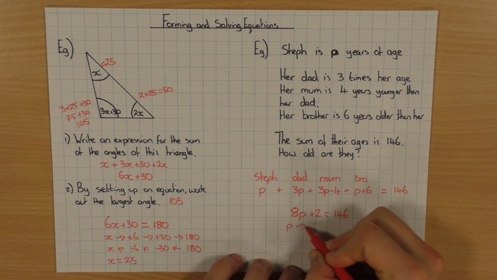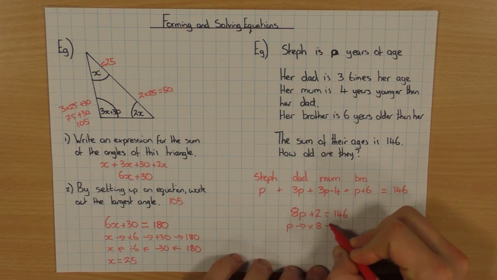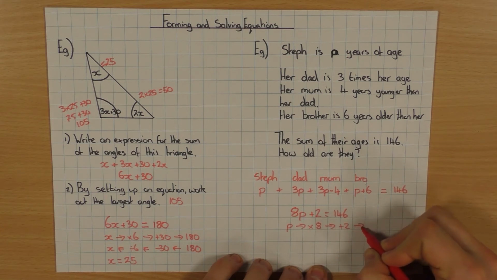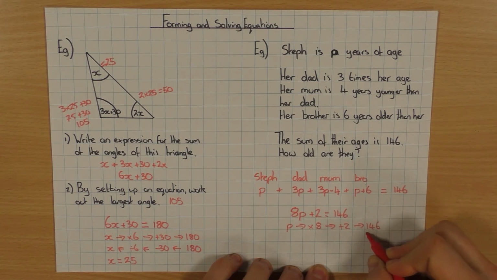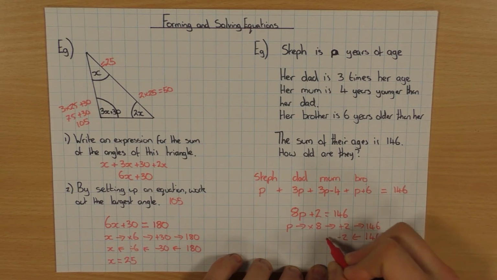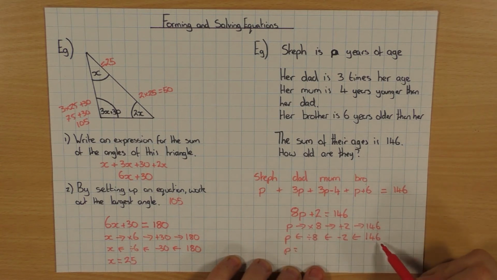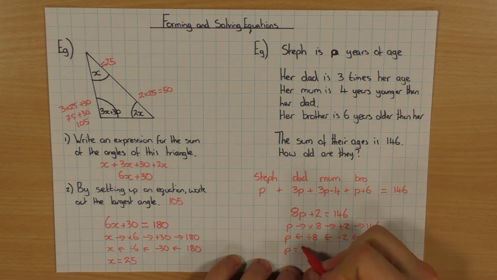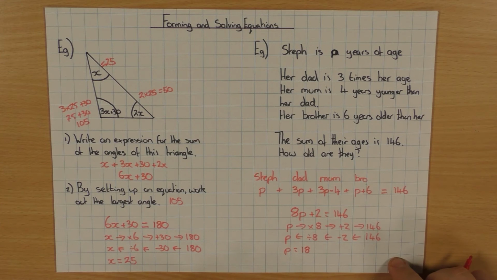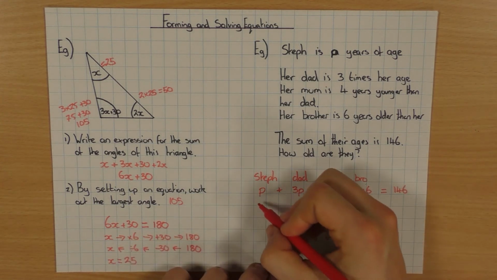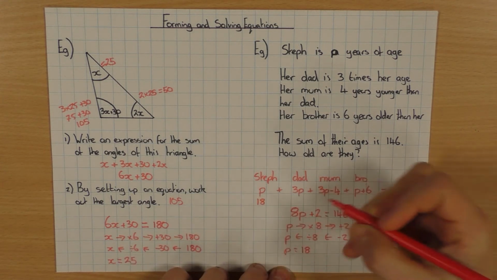So P times 8, add 2, is 146. Go backwards, 146 minus 2 divided by 8 gets back to P. So 146 take away 2 is 144, divided by 8, which is 18. Which means P is 18, so Steph is actually 18 years old.